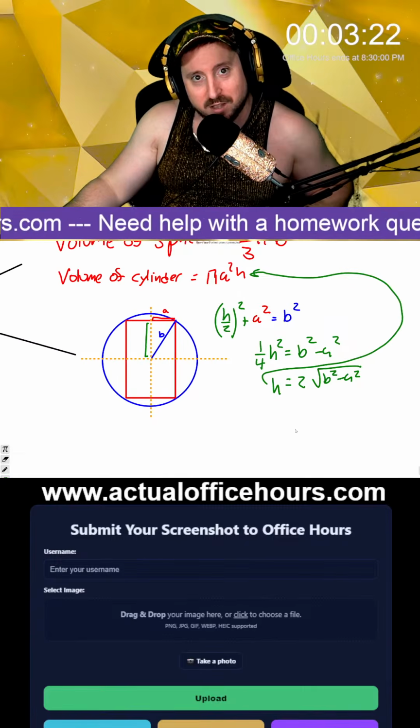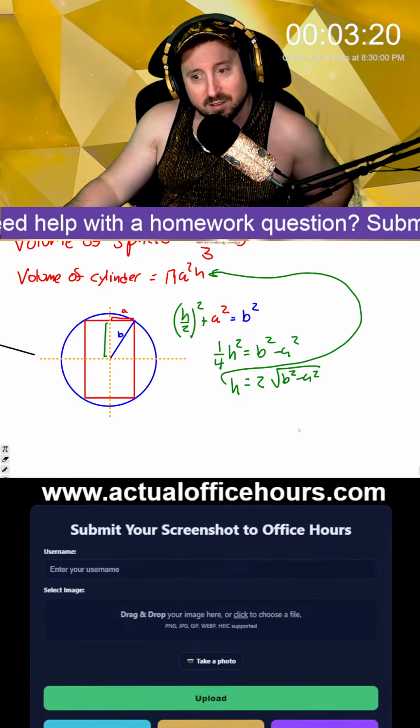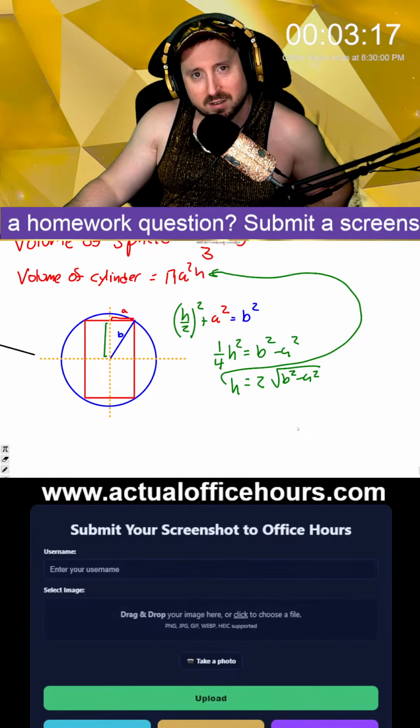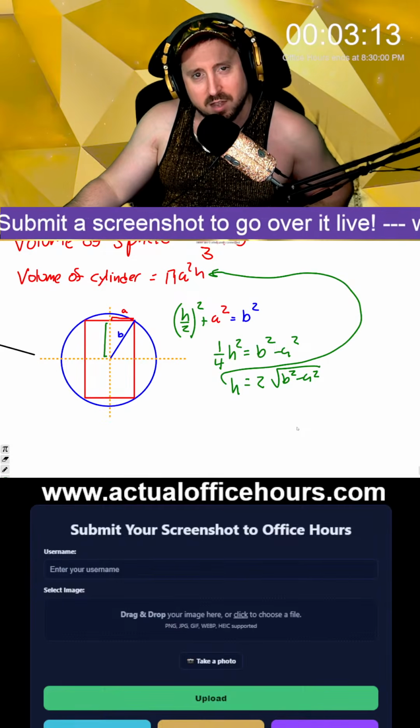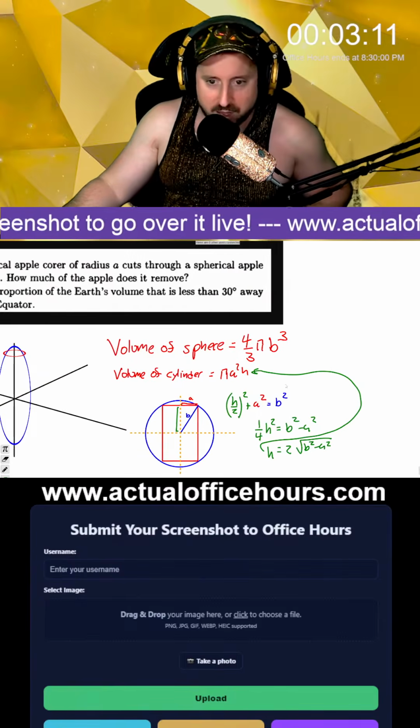Ryan says, oh, he got it. He says it's 1/6 pi times the height, and then 3a squared plus h squared. Can you do it in just terms of a and b, though?